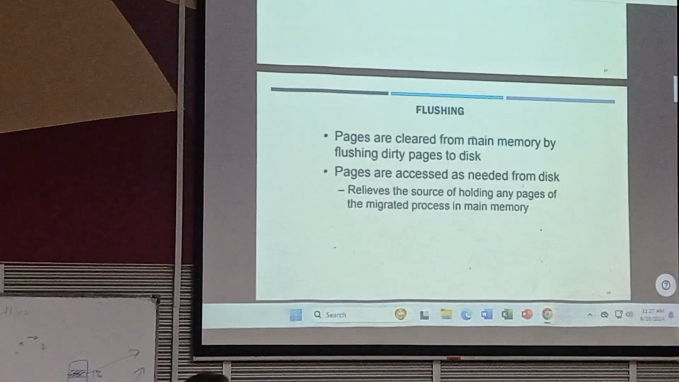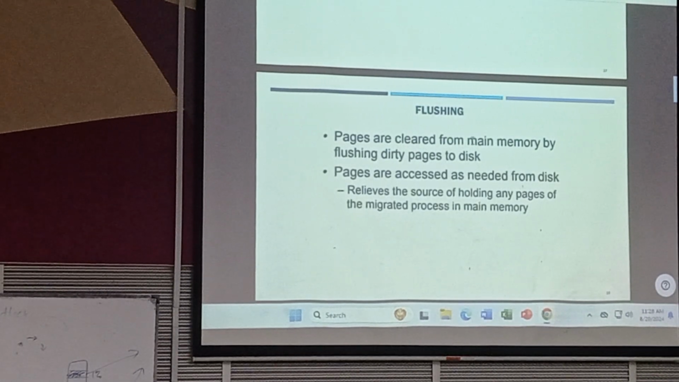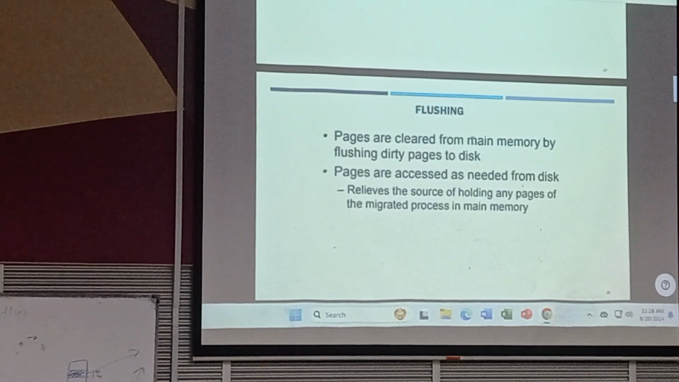Okay, the last one is flushing. Flushing is actually a technique that is used for virtual memory. What it does is this: the page that is accessed. Let's say, for example, I got this virtual memory, and then I got the storage. Remember the virtual memory? What does it do? It actually gives the illusion that your virtual memory is big, but your physical memory is actually very small.